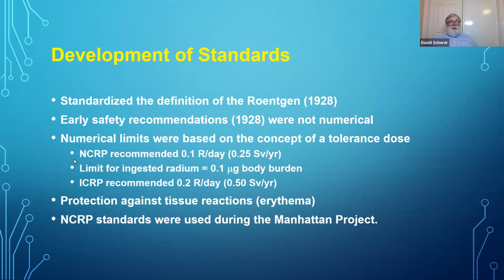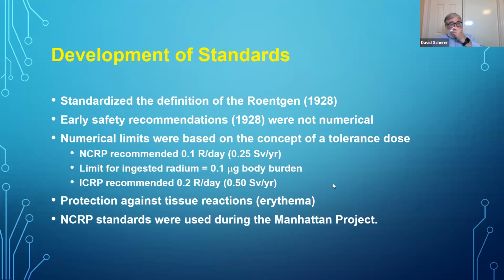So the NCRP came up with 0.1 rad per day. The ICRP, about the same time, came up with a recommendation of 0.2 Roentgen per day. And so they're within a factor of 2 of each other, but somewhat different. I believe the NCRP derived theirs first and the ICRP second, but not by very much time. And as I said, the intent was to protect against tissue reactions, largely skin reactions, and these are the values they came up with.